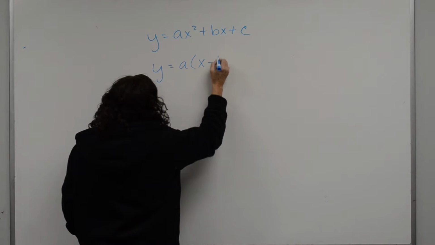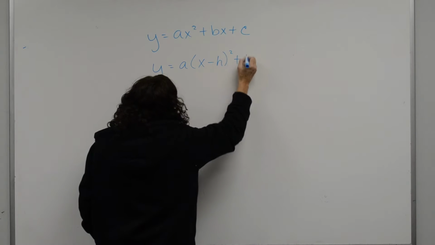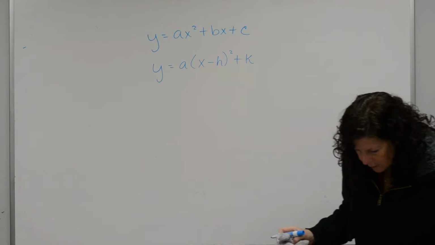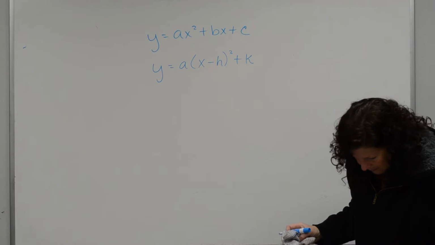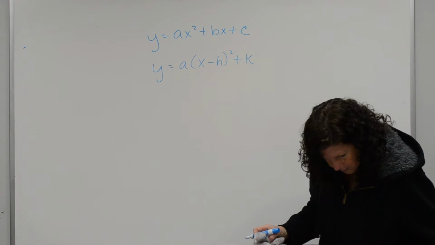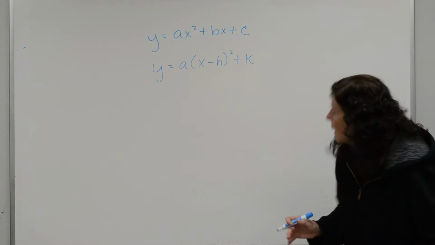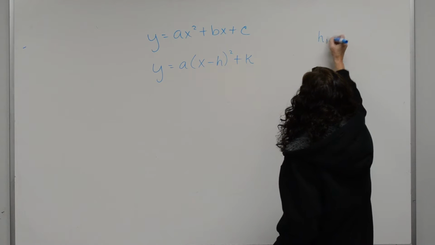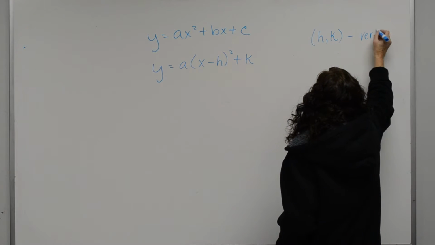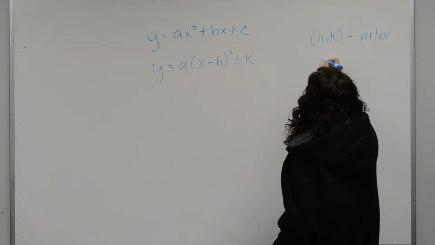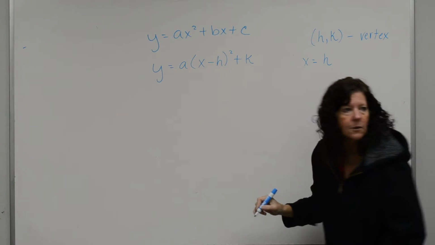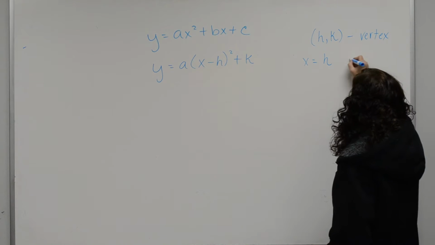Try and get it in this form right there. Okay, that is the standard go-to form. Let me make sure that they use the H and the K. Some books do, some books don't. Okay, H and K is your vertex. The axis of symmetry will just be your H. It would be the x of the vertex.